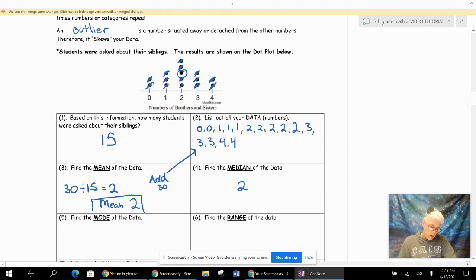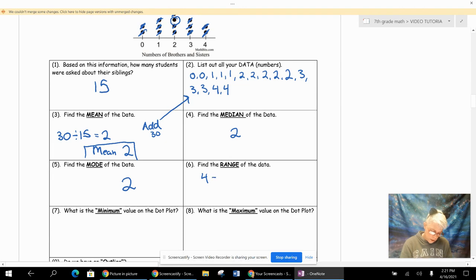The mode, again, if you look, what number has the most dots on top of it? That is my mode. And again, it's 2. 2 is the popular number on this one. Now the range is the lowest number subtracted from the highest number. So the highest number is 4, and I'm going to subtract the lowest number, which is 0. So the range is 4.